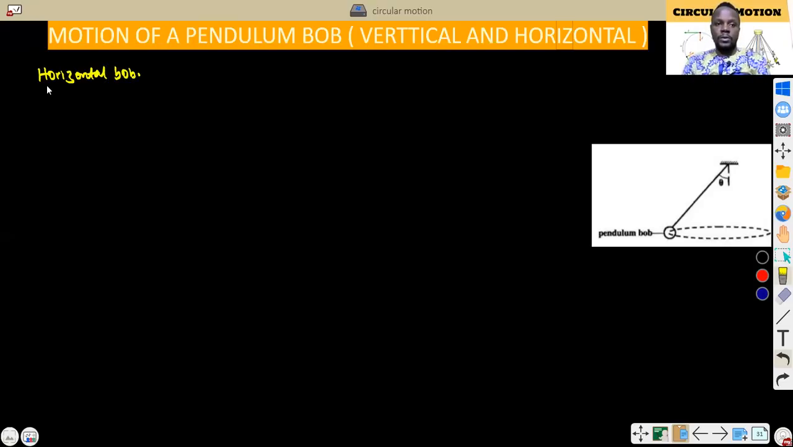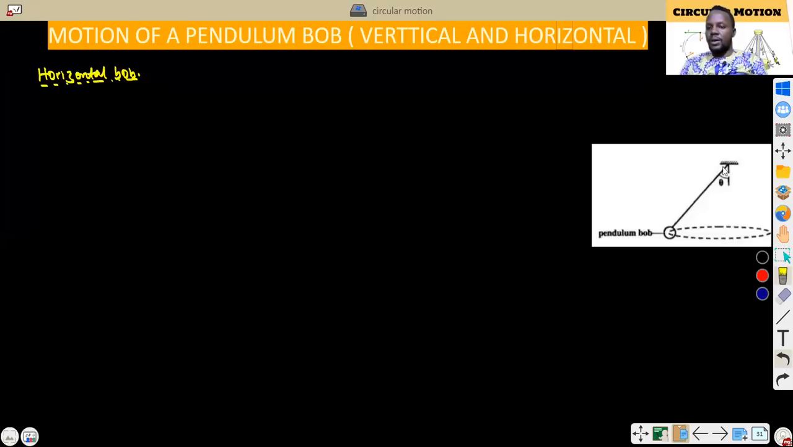Now for the horizontal bob, I like the diagram he actually brought for us. It will make things easy. It's also at my back. If you are looking behind me, that is the bob. Let's say this is the length of the bob. This is the bob, as you can see. It has a length of L.